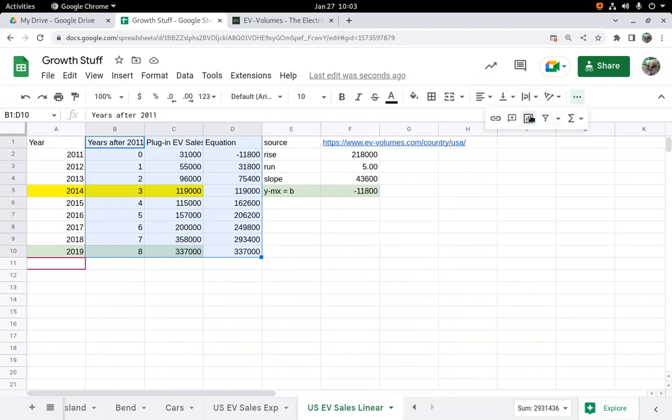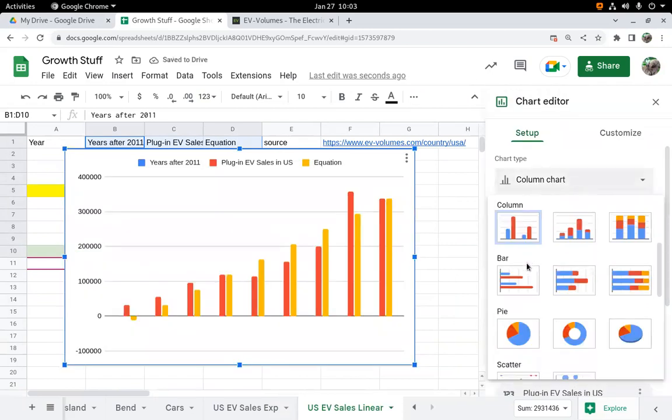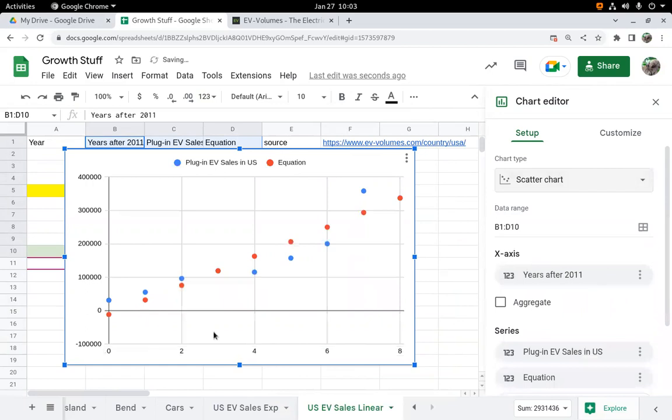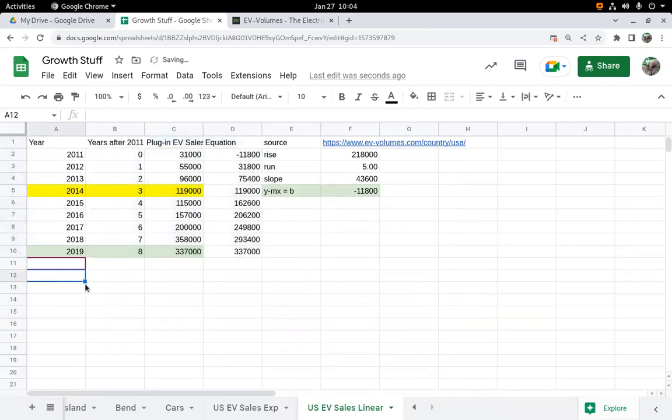Graph, scatter, and red is my line. It cuts through the points. That's not too bad. So then I can make a prediction here too, like 2025. How many years after 2011 is that? And then make that prediction. This one guesses that there's going to be 598,000, 599,000 electric vehicle sales in 2025. That one seems a little more reasonable than the exponential one.